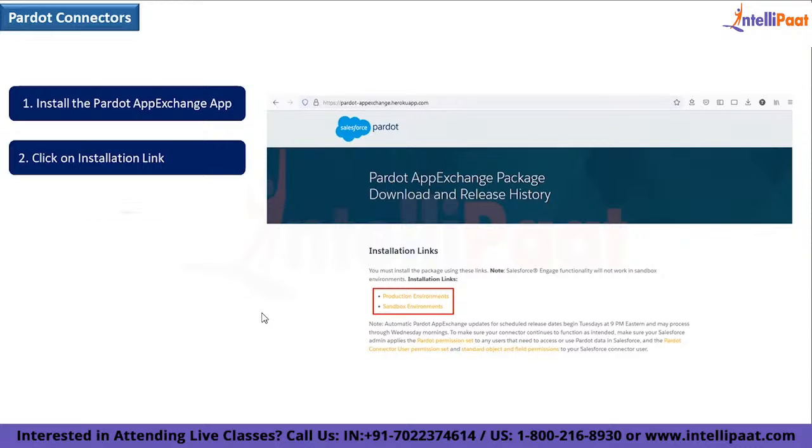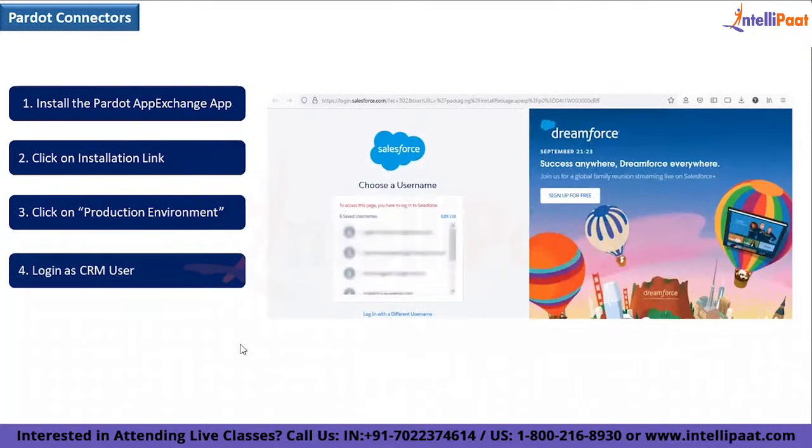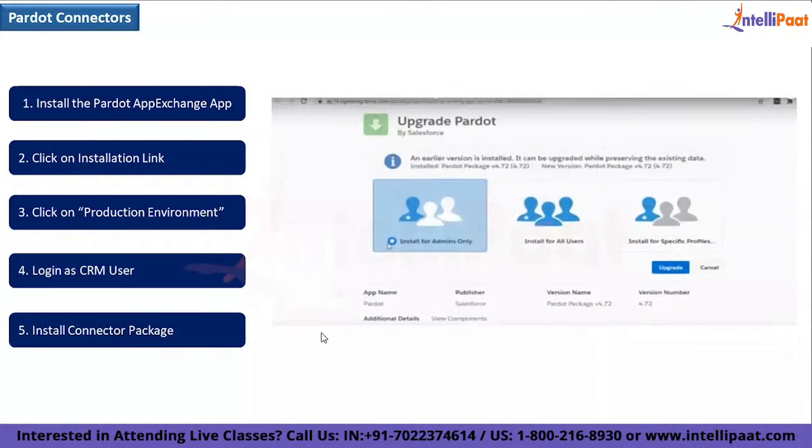If you click on the production environment, it will take you to a login page. If a marketer has bought a Pardot instance, it is always linked with a CRM platform. If you want to install, you need to log into your CRM org, and only then will it take you to this installation page.